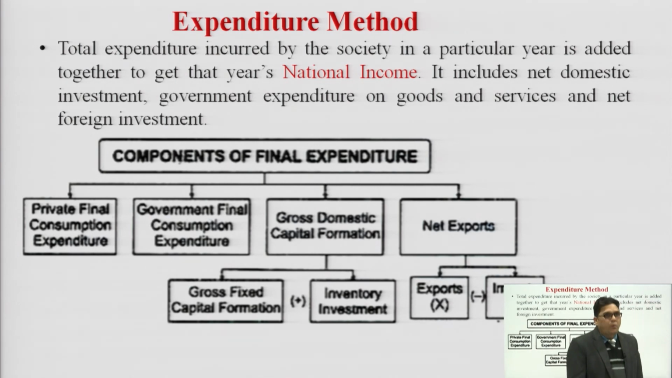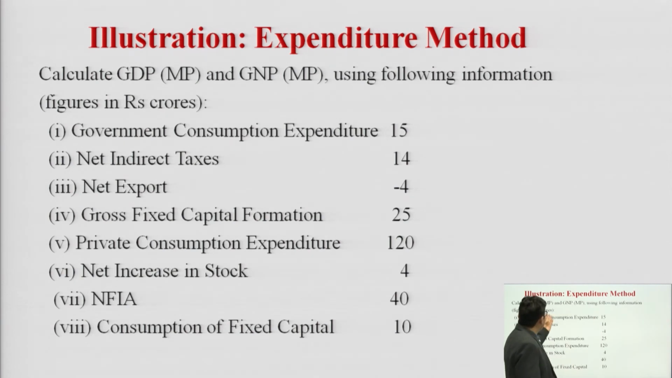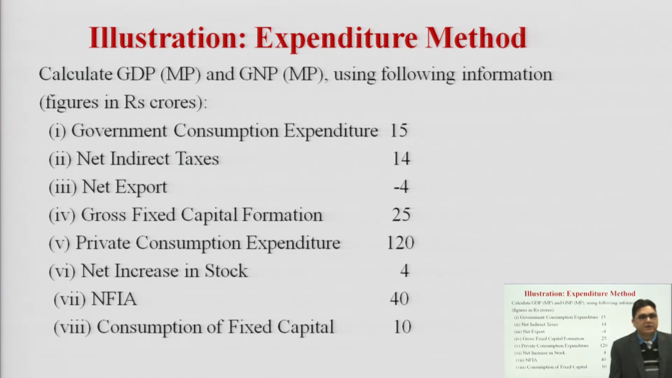Let us see one illustration of the expenditure method. Calculate GDP MP and GNP MP using the following information. Again the figures are in crores. Government consumption expenditure is 15 crore, net direct taxes 14, net export minus 4, gross fixed capital formation 25, private consumption expenditure is 120, net increase in stock 4, NFIA 40, consumption of fixed capital 10.